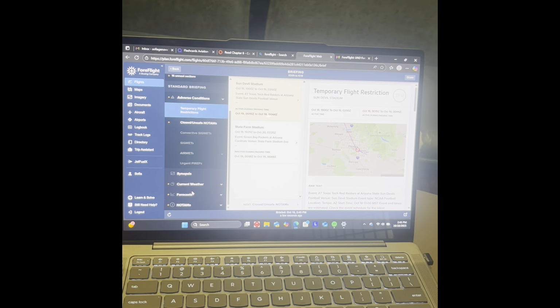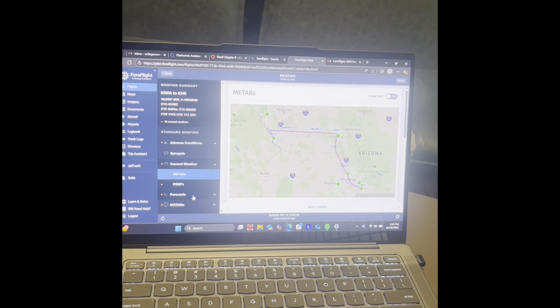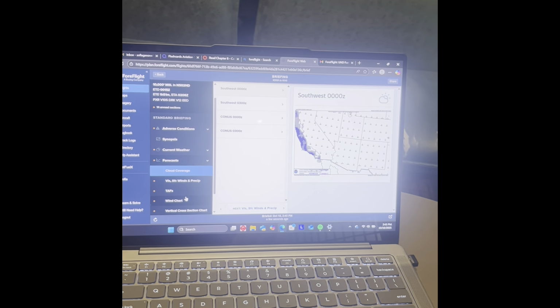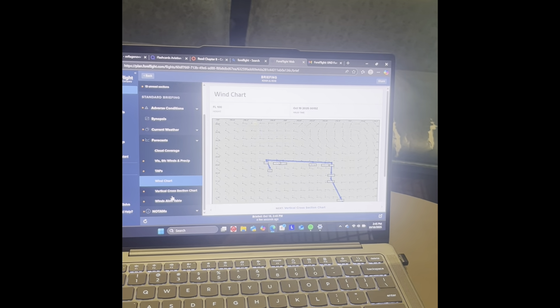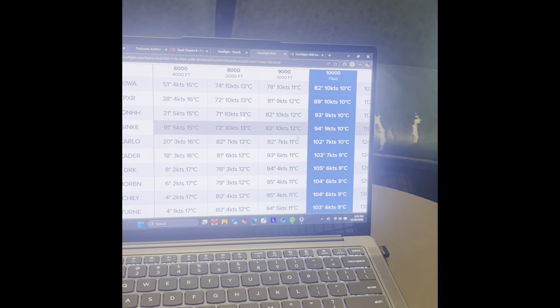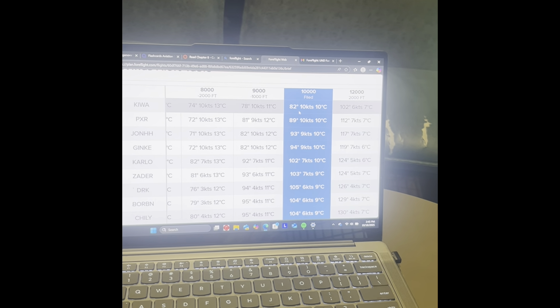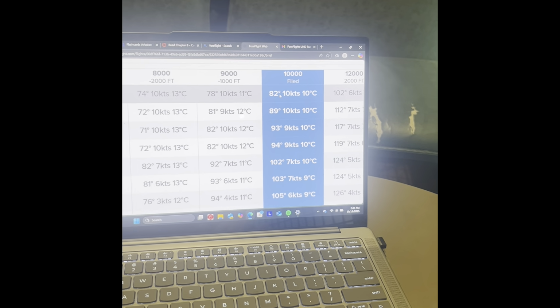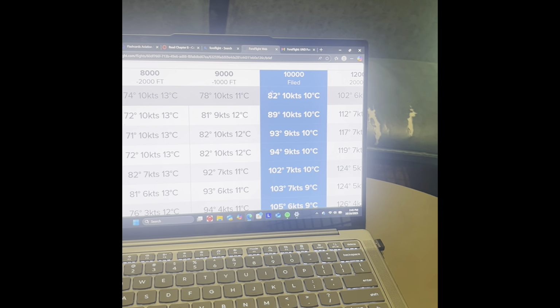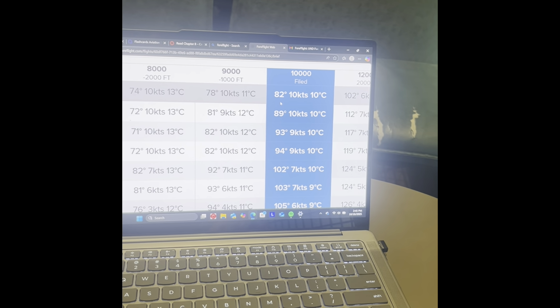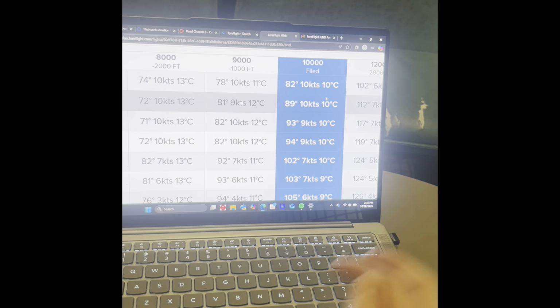So let's see if it loads. Okay, and I'm just going to go to my winds aloft forecast, wind chart, winds aloft table, and here I can see that at 10,000 feet, the wind will be coming from 82 degrees at 10 knots, and the temperature is 10 degrees Celsius.